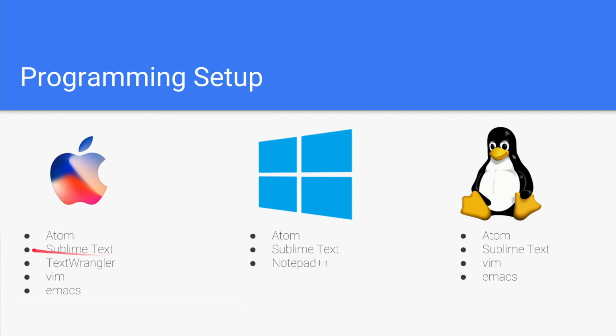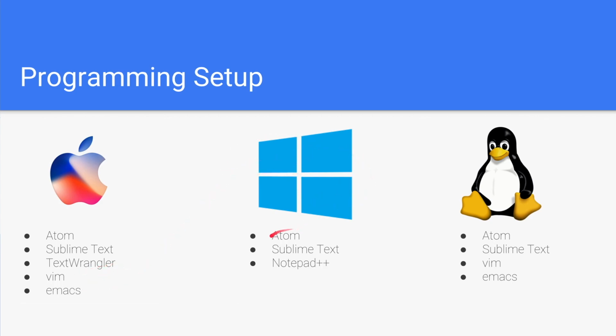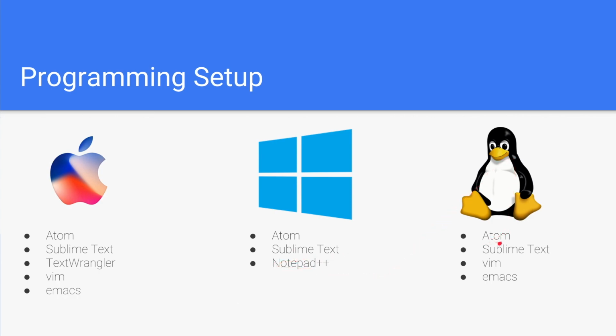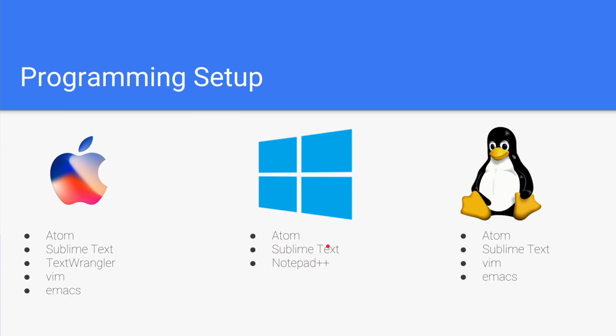Then we have Sublime Text, which is also available on these three, Text Wrangler, Vim, Emacs, and then on Windows, which we're using right now, we have Atom, Sublime Text, Notepad++. On Linux, Atom, Sublime Text, Vim, Emacs. So I've chosen Sublime Text. It's really simple, nice and clean to use. The interface is really simple. So for this lesson, I've chosen Sublime Text to set up our development environment.